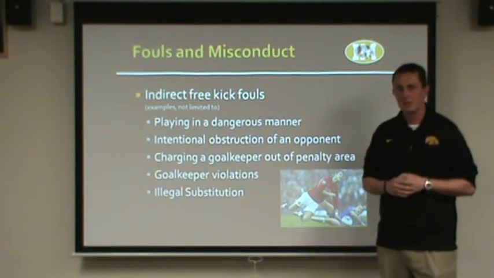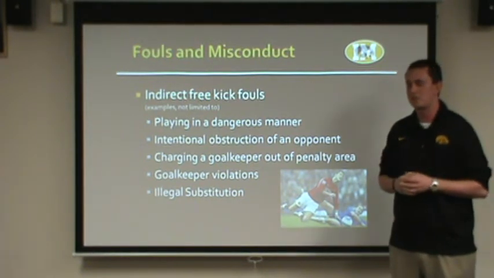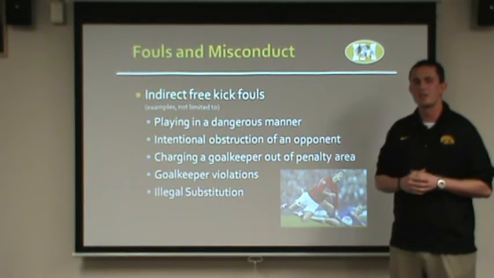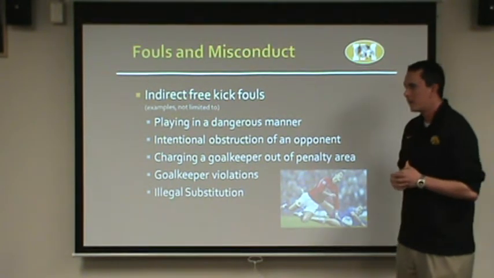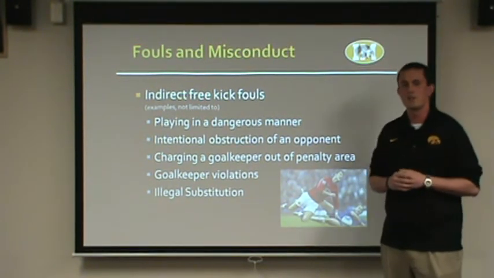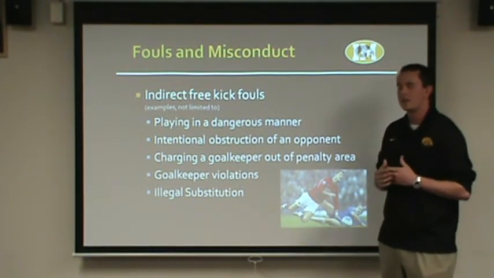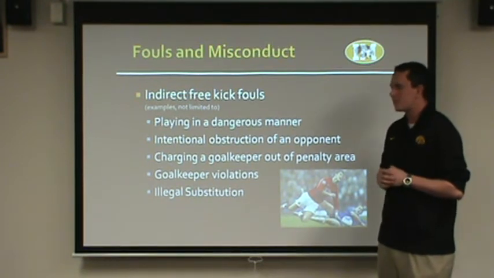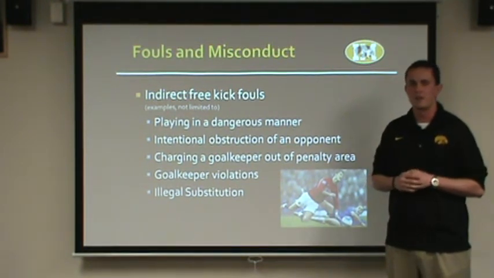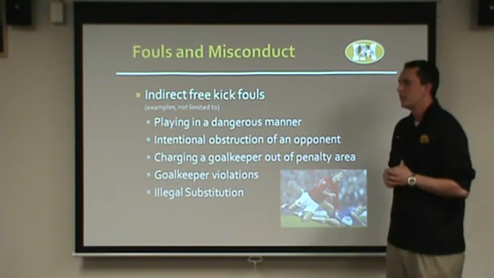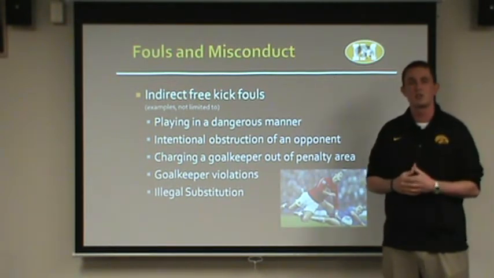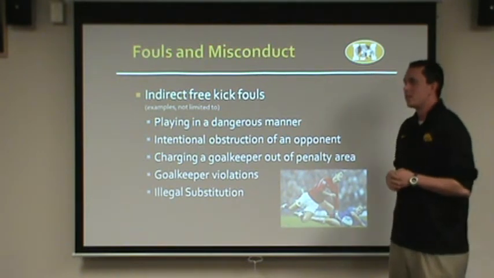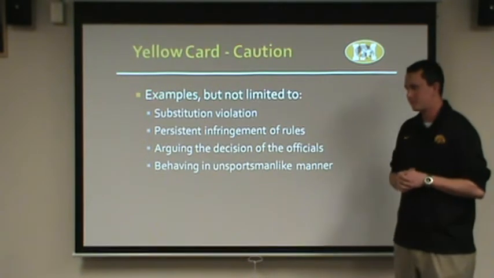Indirect free kick fouls. The difference between direct and indirect is that a direct you can score directly off of. Indirect must be touched by someone other than the kicker before going in the goal to count. And some things that lead to an indirect free kick for the offended team are playing in a dangerous manner, intentional obstruction of an opponent, charging a goalkeeper out of the penalty area. We want to keep those goalkeepers safe. Goalkeeper violations, if you violate on the goal clearance throw like we just talked about, it'll result in an indirect free kick, and illegal substitutions.